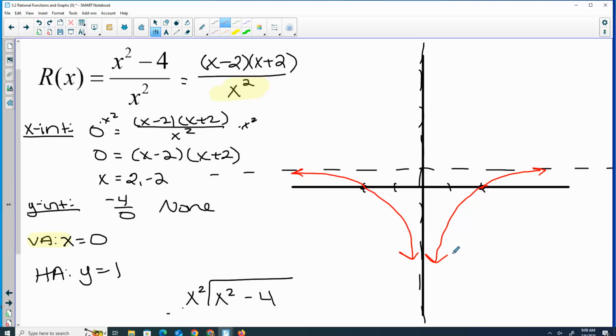Questions do you guys have for me so far on this? Do you guys understand where I'm getting all of my information and how I know what the graph's looking like? Just keep practicing.